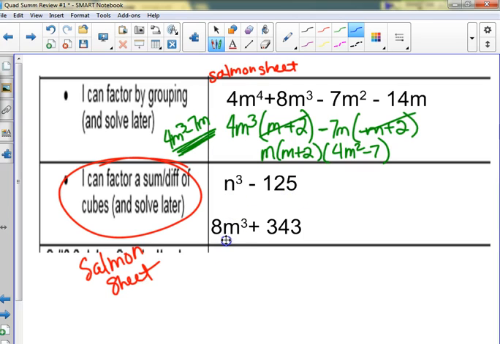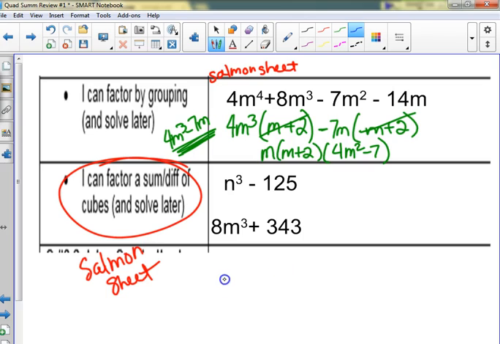Difference of cubes or sum of cubes. First of all, you need to be able to recognize cubes. If you don't, go through and type in your calculator 1 to the third, 2 to the third, 3 to the third, 4 to the third, 5 to the third, 6 to the third. I'm pretty sure it doesn't go to 7 to the third. If you see a cubed term here and there isn't one back here, I'm thinking it might be difference of cubes or sum of cubes, right?